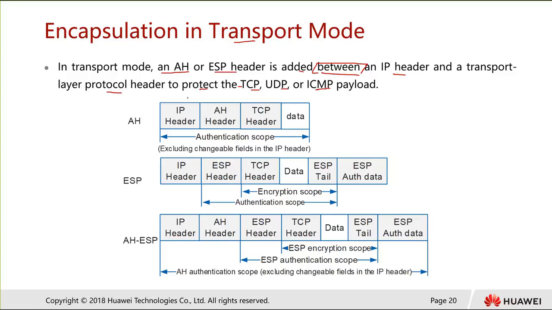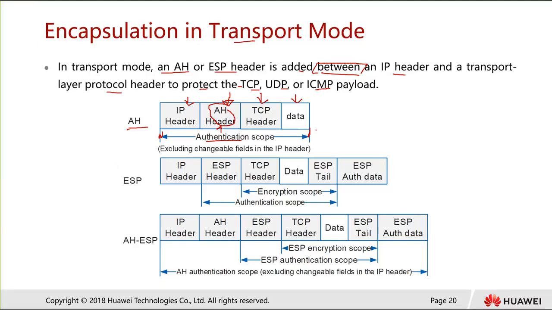So there we go. This is the original IP header, and we have the TCP header, and then we have the data. The AH header is then added between layer 3 and layer 4. This is called transport mode with only AH. That means they will only authenticate, and the authentication scope is from this point to this point. They will perform a hash algorithm, and the receiver side will receive and also perform a hash algorithm. If the values do not match, the packet is not authenticated.